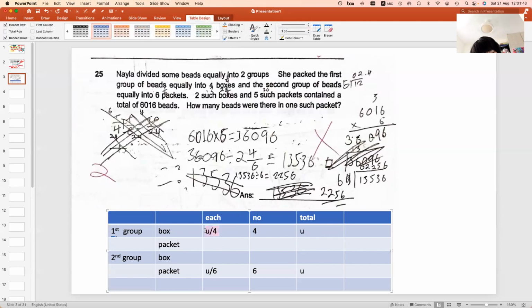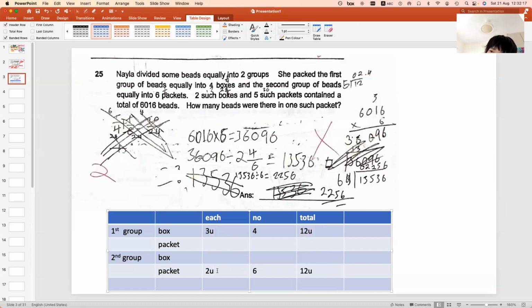Because this is fraction, this is fraction. So generally, we don't want to make use of fraction. We don't want to use fractions if we can use whole number. Therefore, probably instead of using U, I can use 12U. Because if I use 12U, things look much better. Therefore, over here, each is 3U, and then over here is 2U.